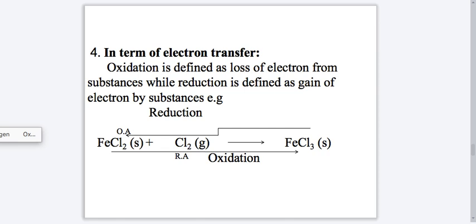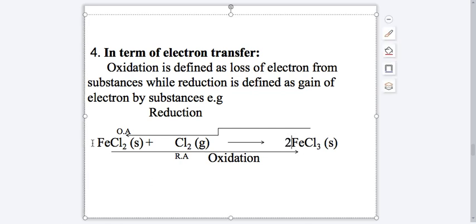When a substance loses electrons, it oxidizes. When it gains electrons, it becomes what? Reduced. Example here is FeCl2 plus Cl2 to give FeCl3. To balance, put 2 here and also 2 at this place. I hope you understand what we are talking about. At least you must balance your reaction.